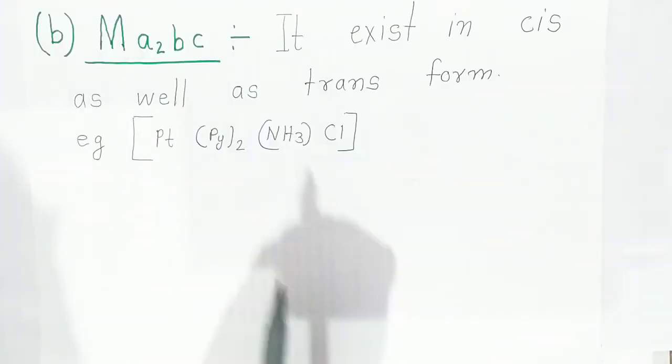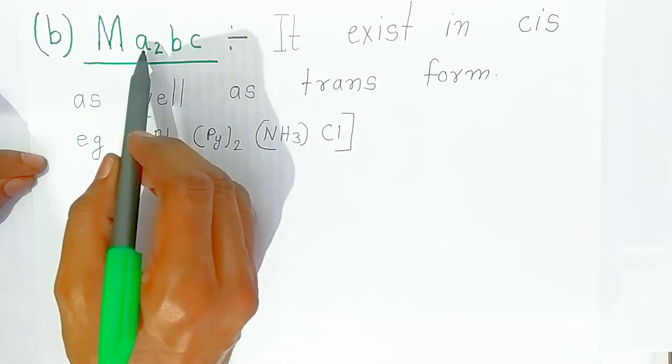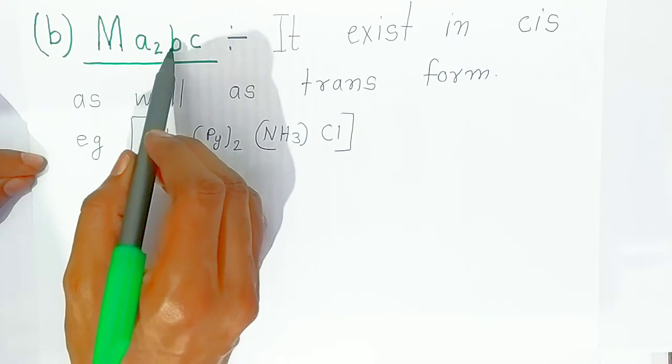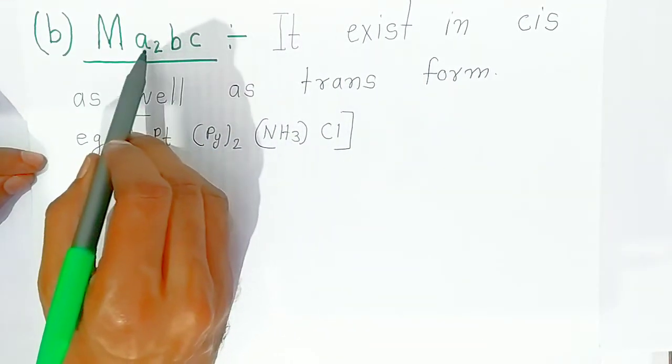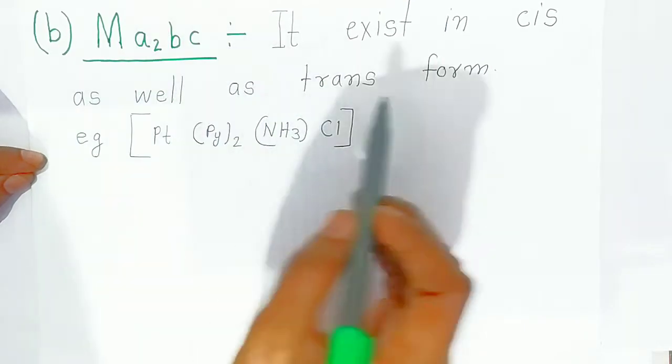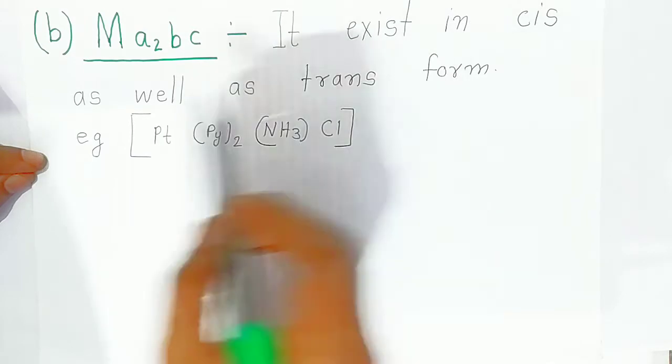Now second, students, we will see metal with A2. The type of ligand A will be similar, B is the second ligand, C is the third ligand. Now total 4 ligands. Now students, you can see 2 ligands of one type, then 3 and 4 ligands. So that is why it is called square planar; it will form the square planar complexes. Now it exists in cis as well as trans form.